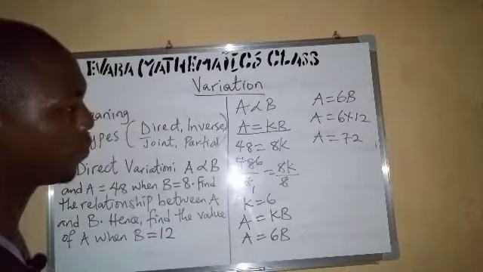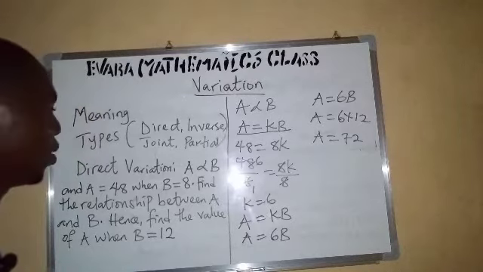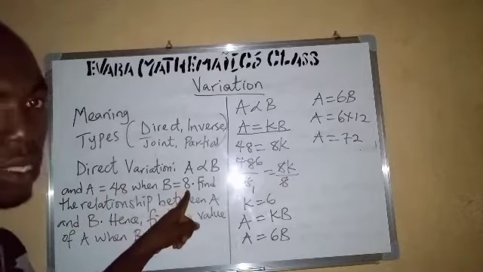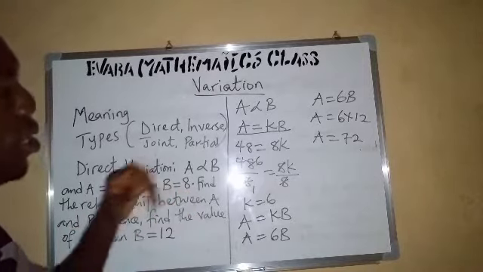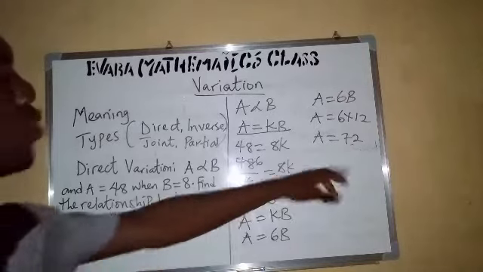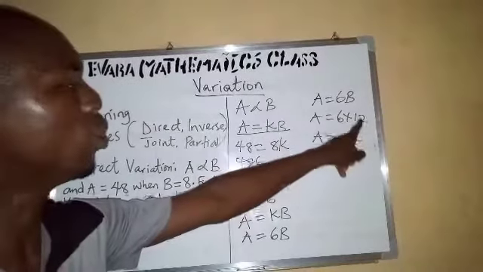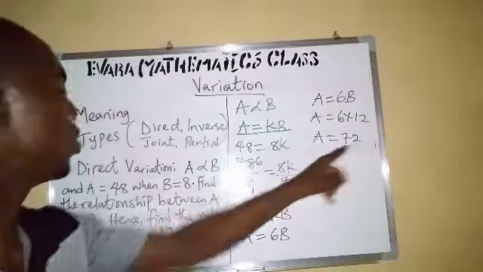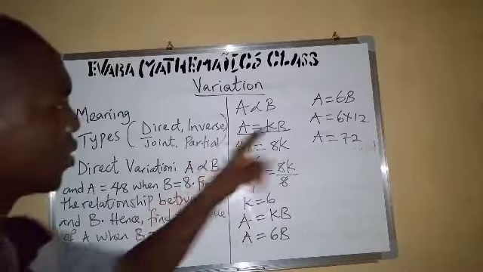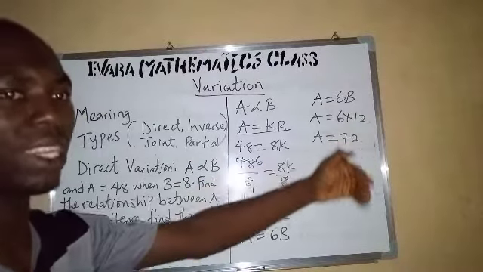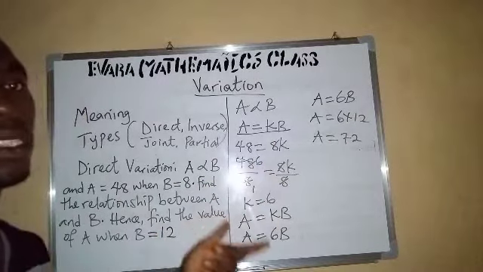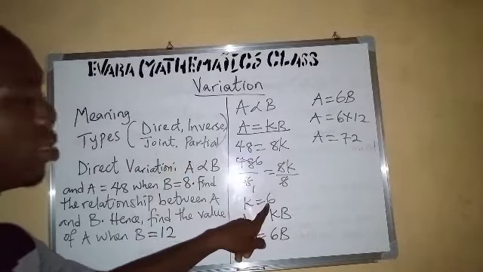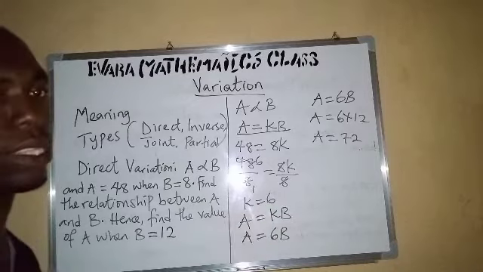And if you observe something here, initially we are given that A is 48 and B is 8. Now, we've gotten A to be 72 when B is what? 12. You can see that when A is increased from 48 to 72, B is also increased from 8 to 12. That's what we mean by direct variation. As A is increasing, B is also increasing, so that we can maintain that constant of variation. So it is very, very simple.